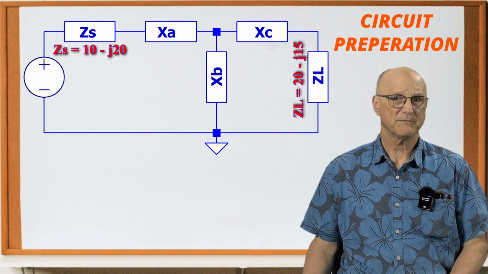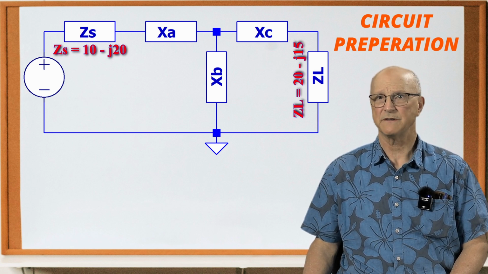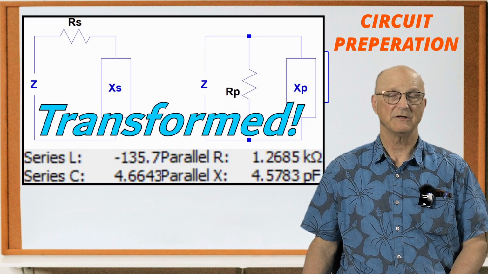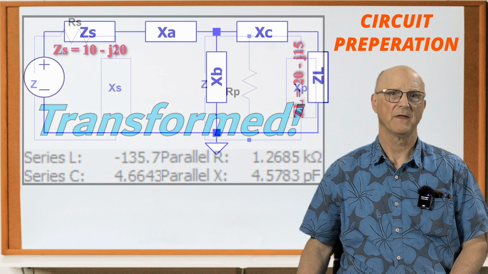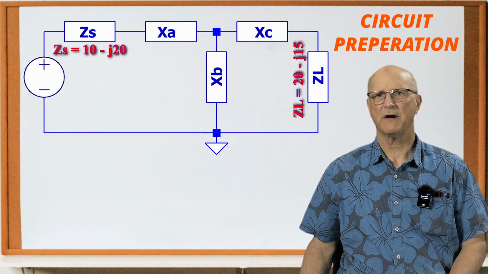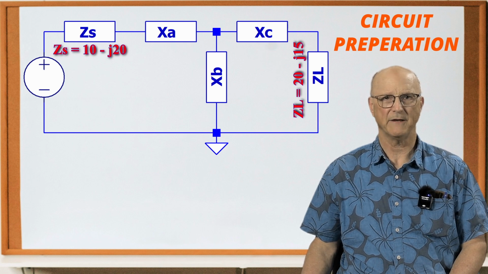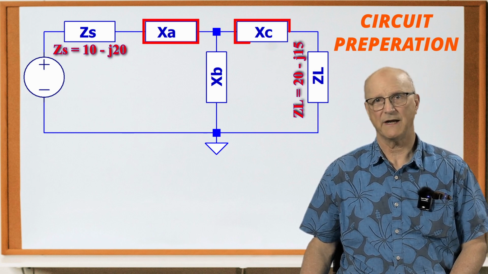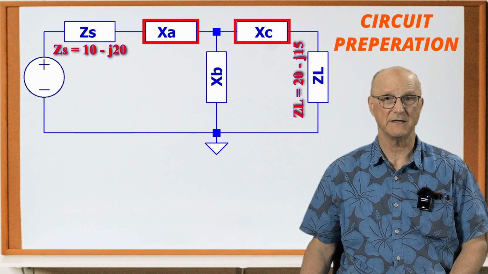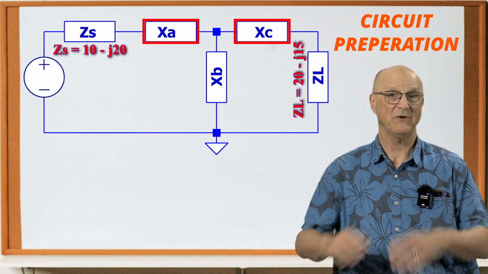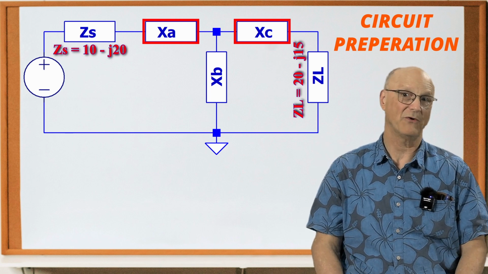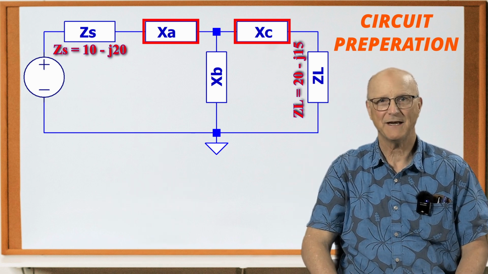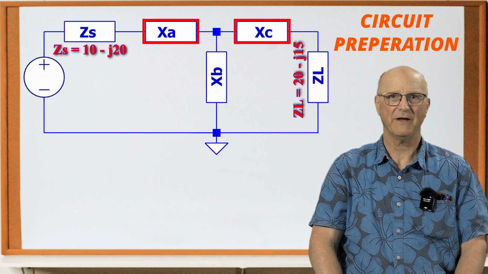For a more complete explanation of the parallel equivalence of a series impedance, I will point you to my video on the subject. I've placed a link in the description and up in the corner for you. The transformation from series to parallel is a relatively easy one to make. But in this case, both the input side and the output side of the T configuration are series entities. So we don't have to do anything to either the source or the load impedances to move ahead. I like it.